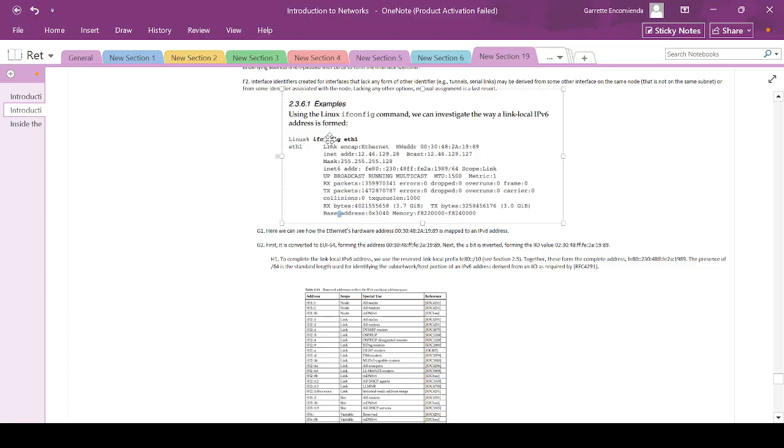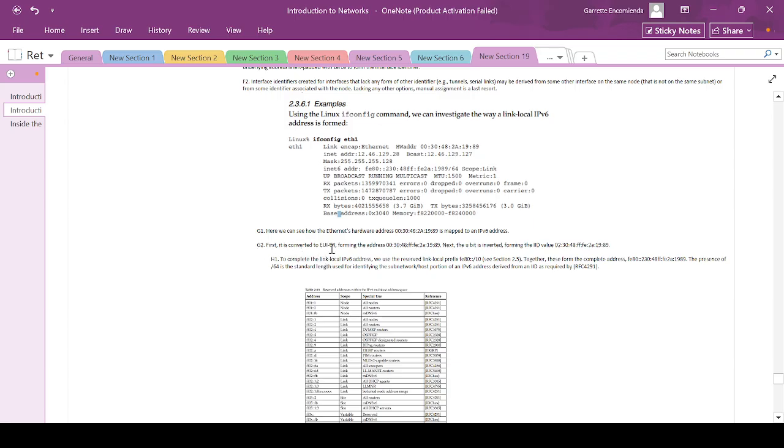So for example, using the Linux ifconfig command, we can investigate the way a link local IPv6 address is formed. Again, it's all about the link local part of this IPv6 address, which needs a 64-bit IID. We need to get that from some other interface on the node, or from some identifier associated with the node. As you can see here, we can see how Ethernet's hardware address 00:30:48:2A:19:89 is mapped to an IPv6 address.